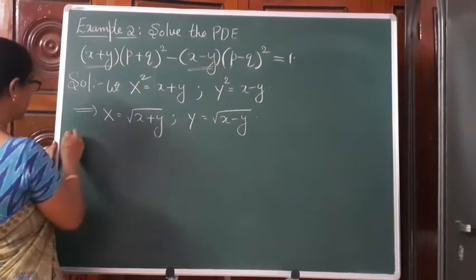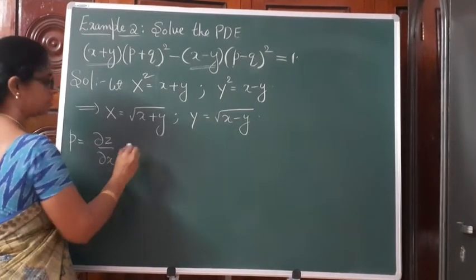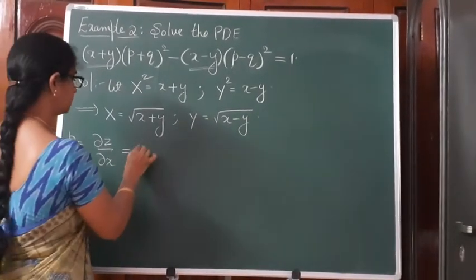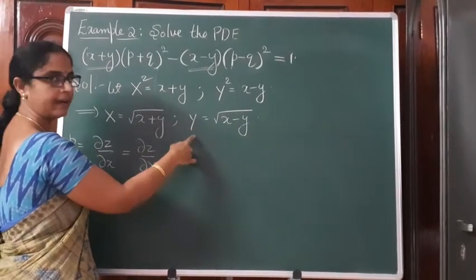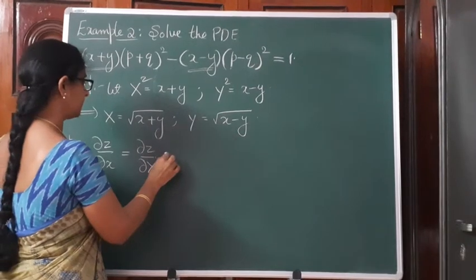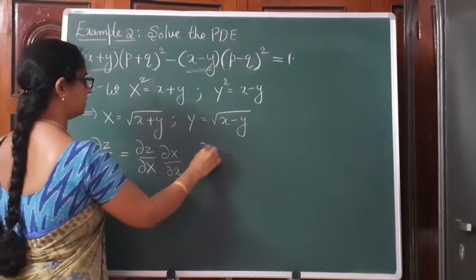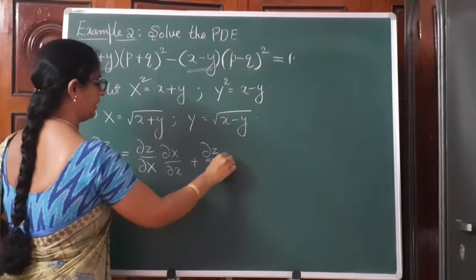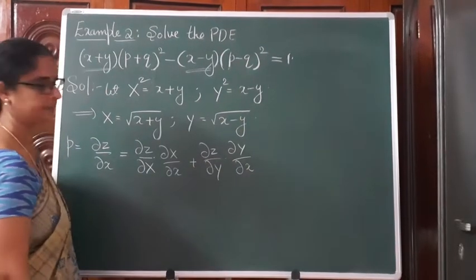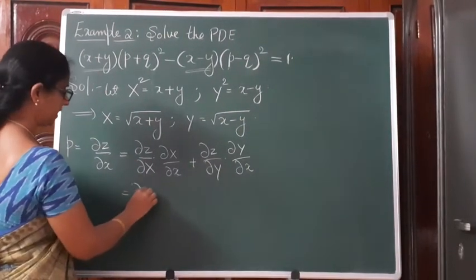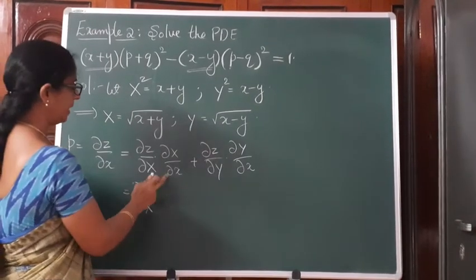What is P? P is equal to dou z by dou x. Now this dou z by dou x can be written as dou z by dou capital X into dou capital X by dou x plus dou z by dou capital Y into dou capital Y by dou x. Dou z by dou capital X is not known to us, so we keep it like that only. Dou capital X by dou x.